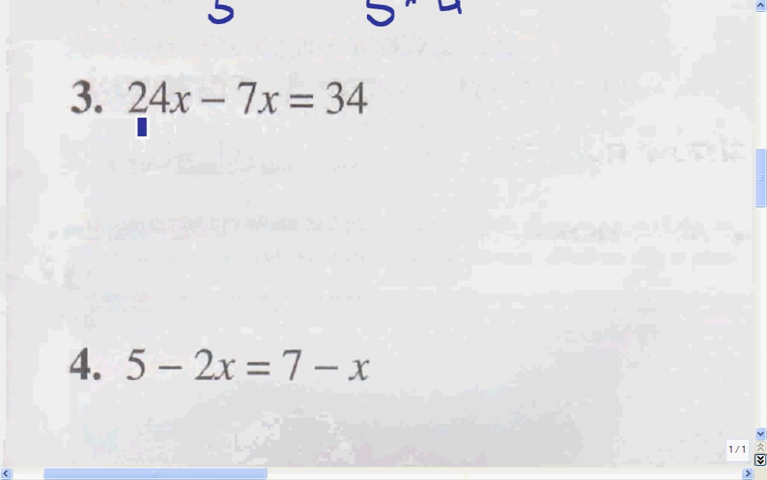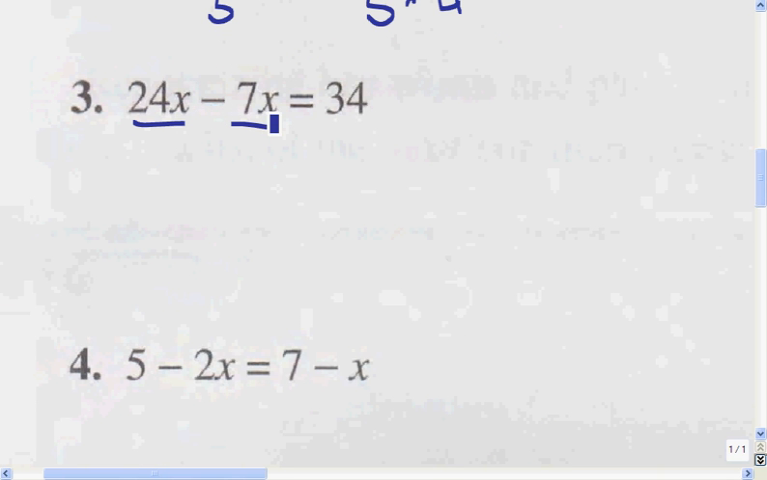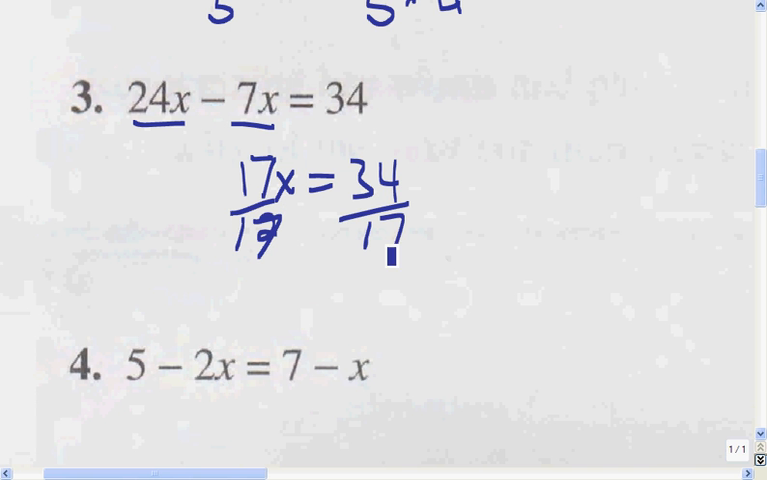We're going to combine here. They're like terms. 24x and 7 minus 7x. Which equals 24x minus 7x is, I believe, 17x equals 34. If we divide both of these by 17, we get x equals 2.